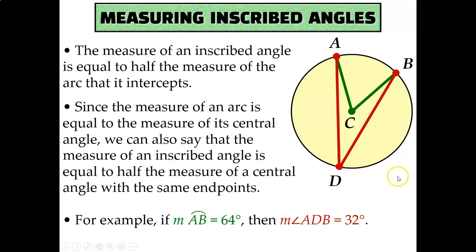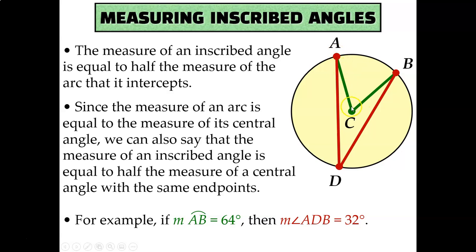We learned in the previous video that the measure of a central angle is equal to the measure of the arc that it intercepts. But inscribed angles are a little bit different. The measure of an inscribed angle is equal to half the measure of the arc that it intercepts, which also means that it's equal to half the measure of the central angle.